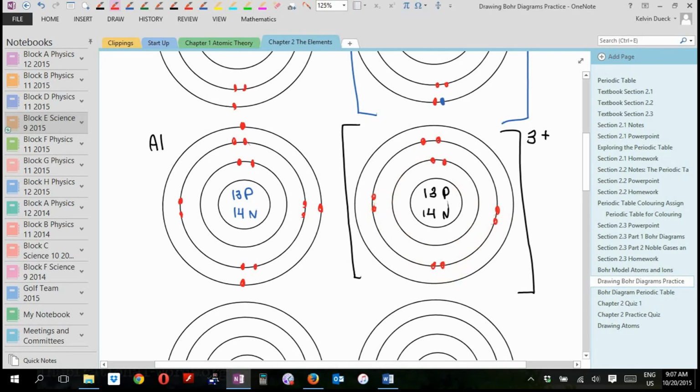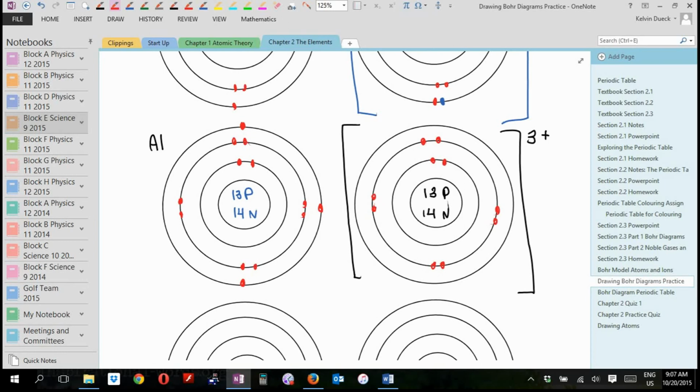Now, normally aluminum has 3 electrons in the next shell. Does aluminum want to gain or lose electrons? Lose. How many? All 3. In other words, now its valence shell, its outer shell, has 0 electrons. I'm done. I'm not going to put anything in the outer shell.